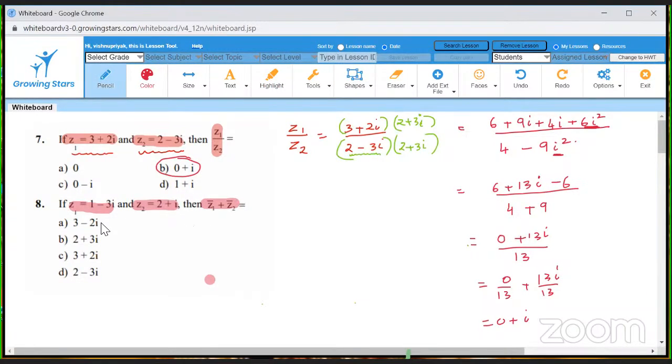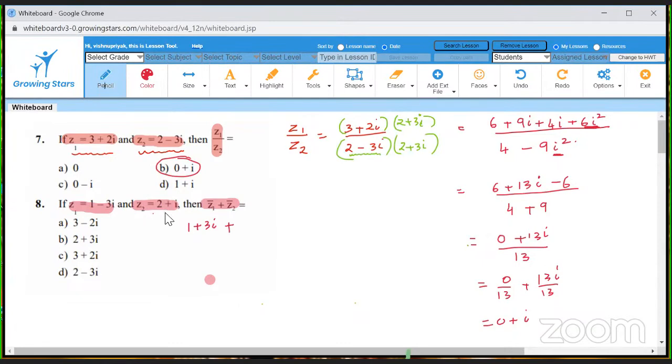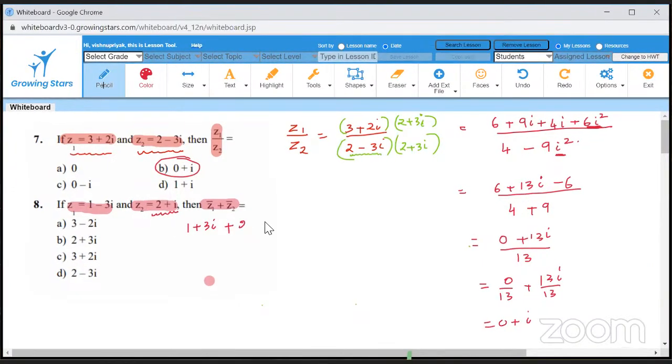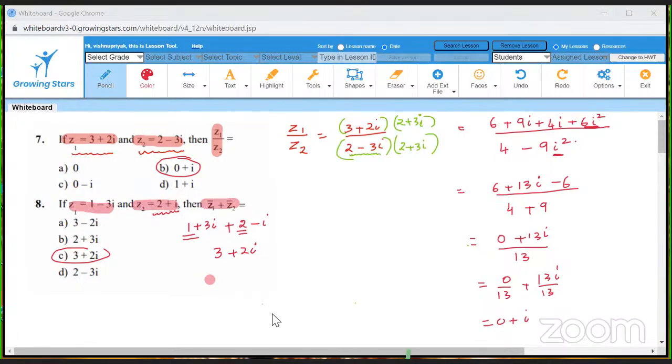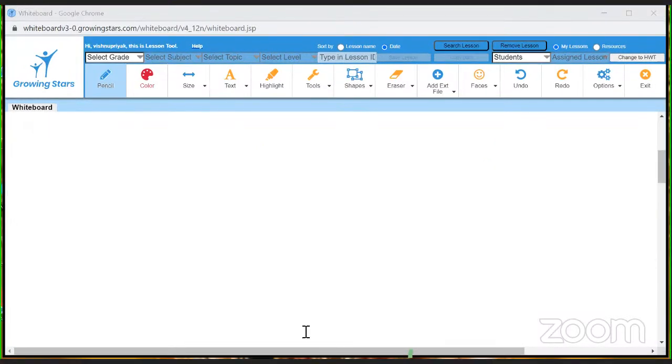So Z1 bar, minus will become plus, 1 plus 3i, plus Z2 bar, plus will become minus, 2 minus i. 1 plus 2 is 3. 3i minus i is 2i. 3 plus 2i. This is how you get the answer. Yeah, many said C. But the first answer I got was from Mahalakshmi, that is the correct answer. Okay. So next.